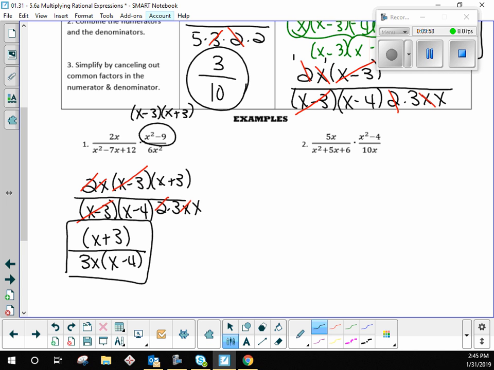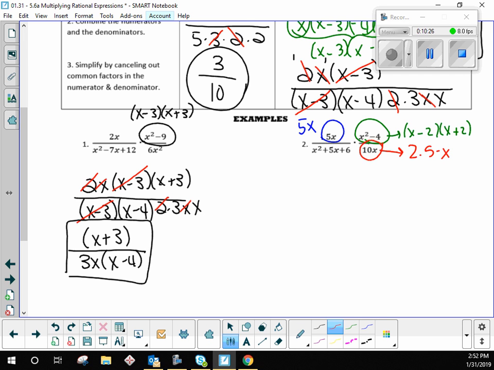I think you'll have kind of started on number 2, right? Okay, go ahead and work on number 2, and then we will talk about it as a group. How did you factor x squared minus 4? Okay. How did you factor 10x? Good. 2 times 5 times x.